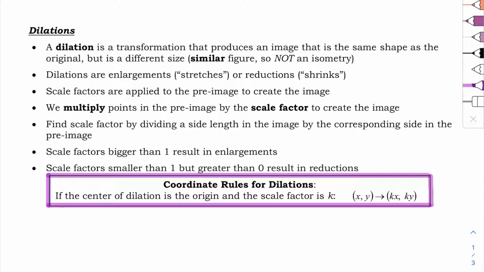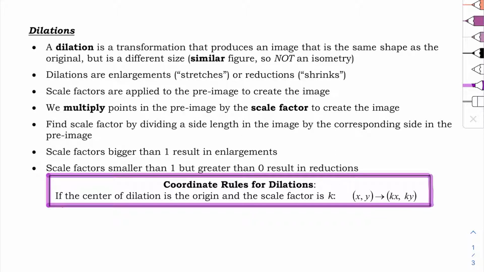To do a dilation, we apply scale factors to the pre-image, which is the original figure, and that creates our new figure, which is known as the image. The process is to multiply the points in the pre-image, the original points, by the scale factor, and this will create our new figure. You can find the scale factor by dividing a side length in the image by the corresponding side in the pre-image. Scale factors bigger than 1 result in an enlargement, and scale factors smaller than 1 but greater than 0 result in reductions, which is getting smaller.